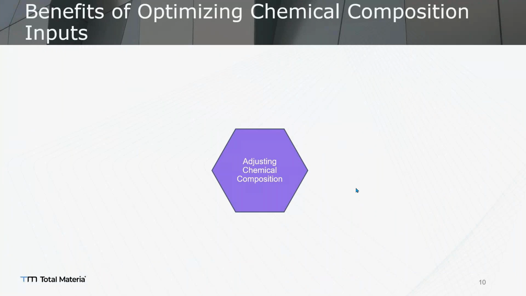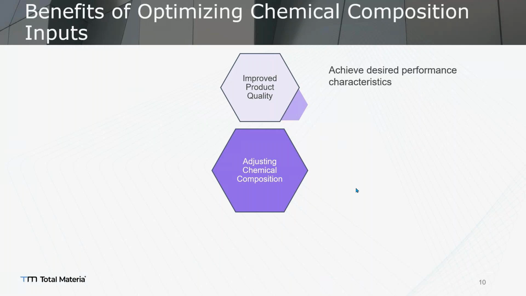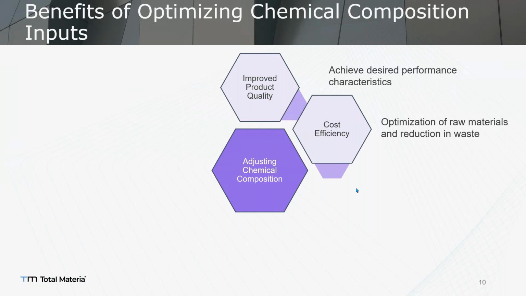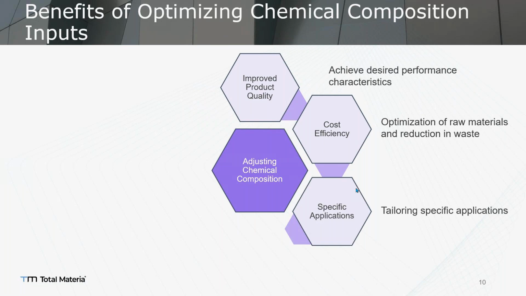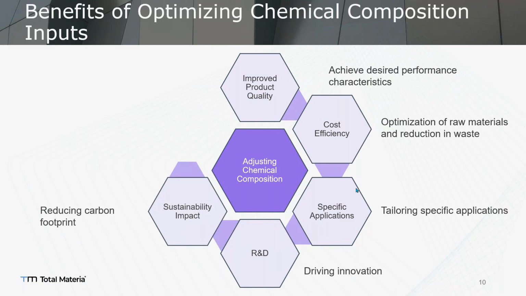And really the benefits of being able to adjust the chemical composition, as most of you know, is improved product quality, so adhering to different performance characteristics, costs, optimizing raw materials and reduction in waste, specific applications, so tailoring towards that, R&D. Also from a sustainability perspective, reducing carbon footprint and adhering to different global regulations utilizing materials compliance. So you could adjust the chemical composition in Predictor and then predict material properties based on that as well.